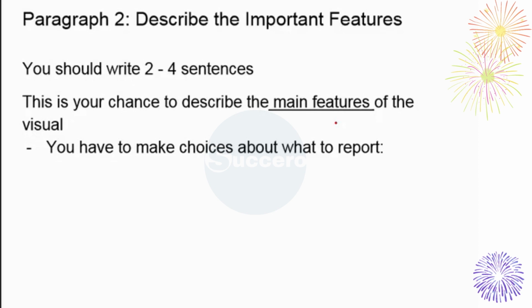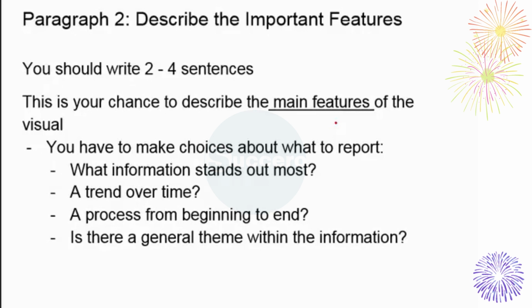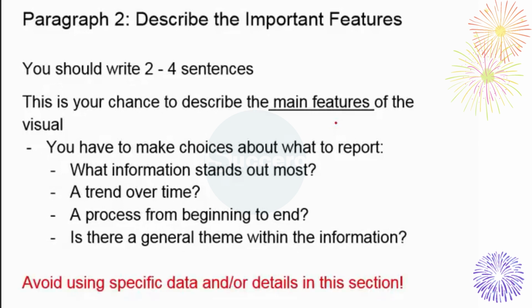You have to make choices in this part too. What's important? What's interesting? Okay, so you ask yourself, what information stands out to me most? Is there a trend that I'm looking at? Is there something that happens over time? Is there a process that goes from beginning to end? Are there themes in the information? These are questions you should ask yourself as you're looking at the visual.